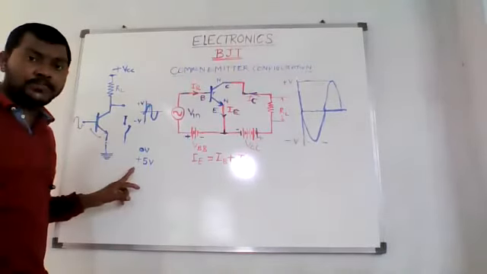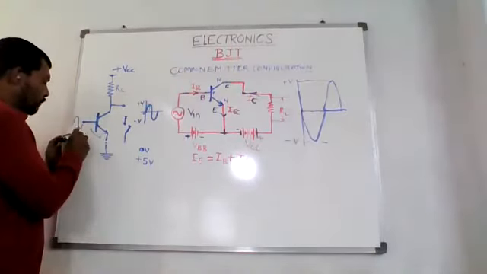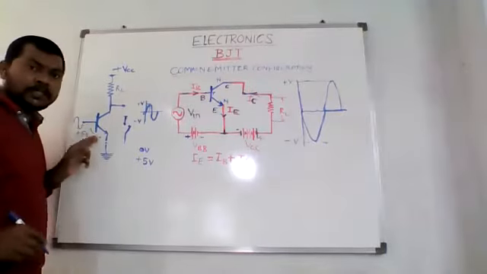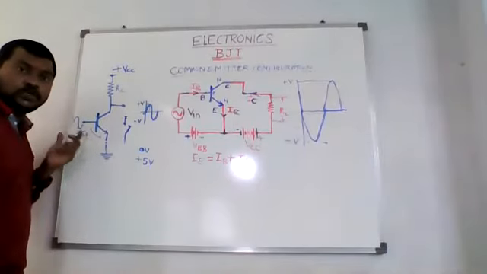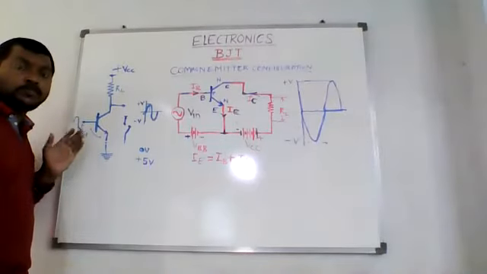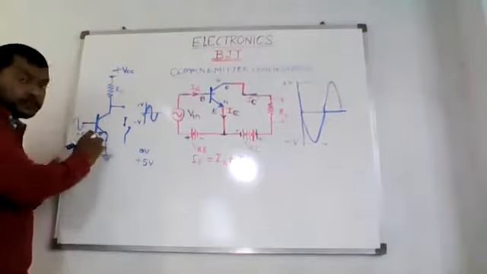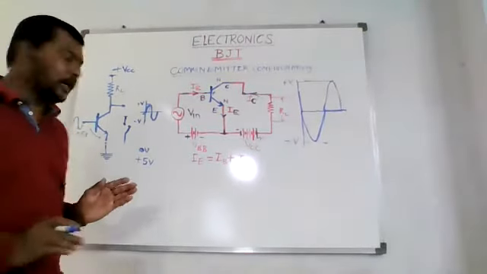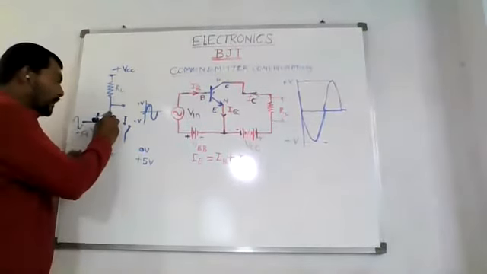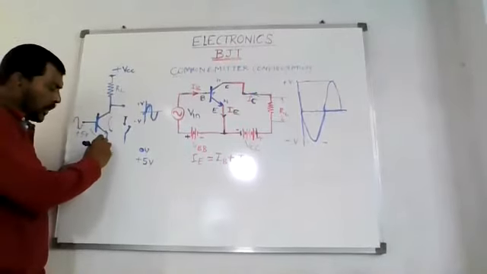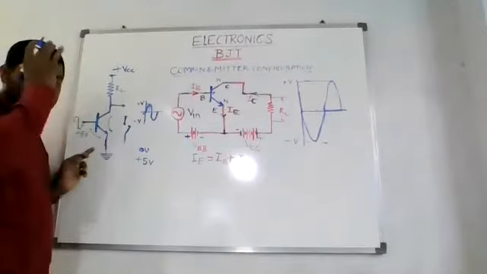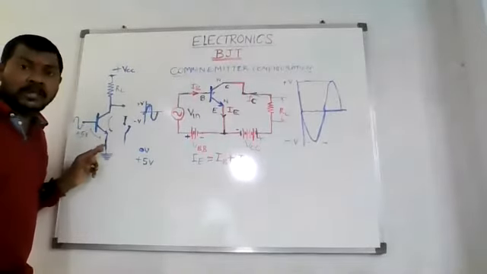Second point, when we apply plus 5 volts, what happens? This base emitter junction just requires 0.7 volts and we are applying 5 volts, which is more than 0.7 volts, so this base emitter junction will be forward biased. As a result of this, maximum current will start flowing from plus VCC to the ground through this transistor. And we say that the transistor is on.